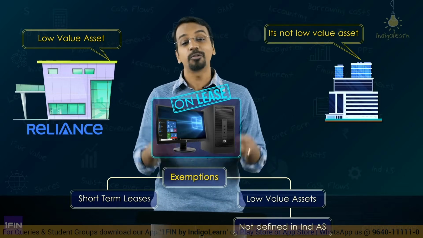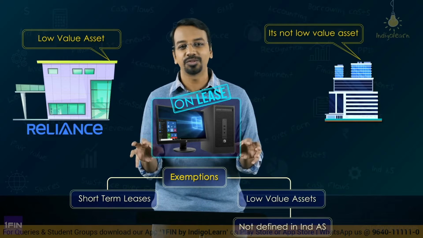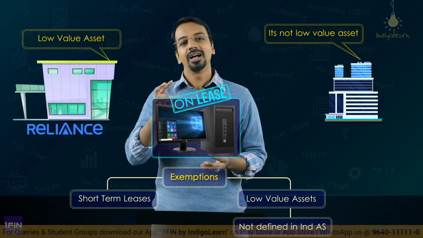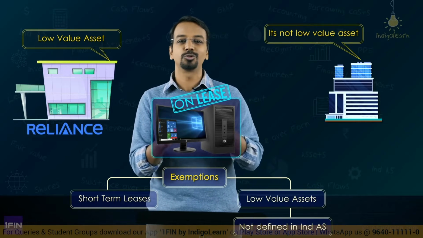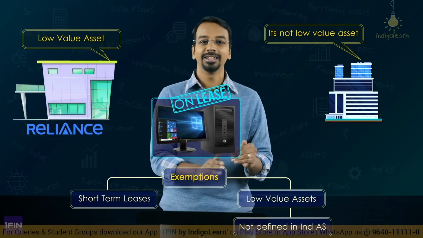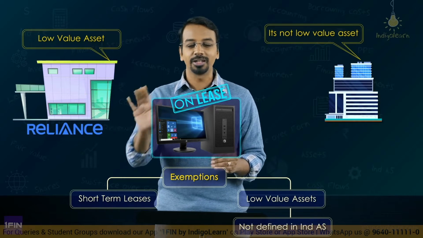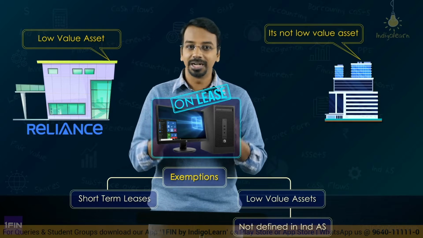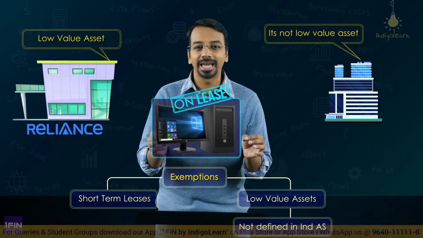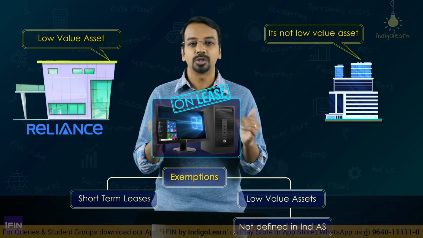So, can we decide on the basis of materiality, given the size of the company, given the size of the operation, that an asset is of low value or not of low value? The standard says you should not apply materiality. Materiality you do in audit. In audit you say this computer is not material, we'll ignore that. That is a different thing. But for Ind AS 116, don't take materiality related values, consider the absolute value.